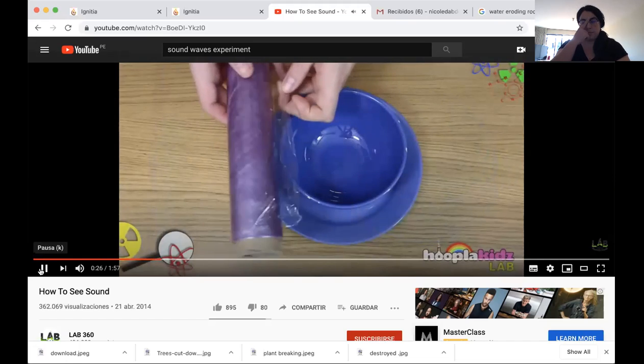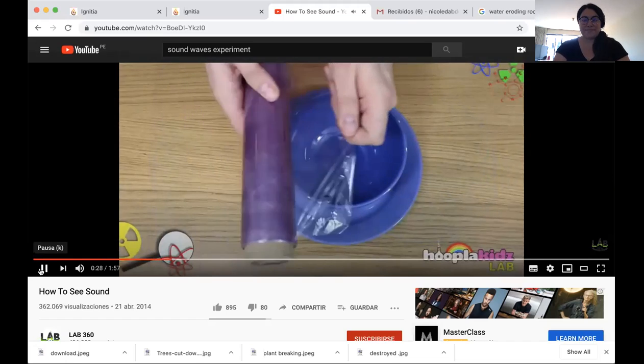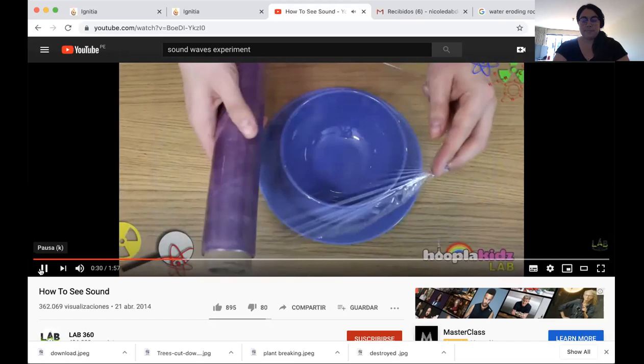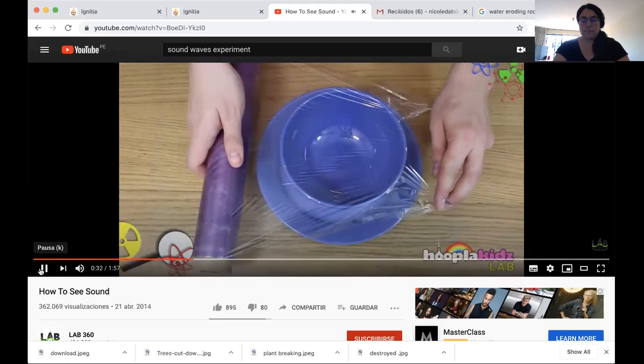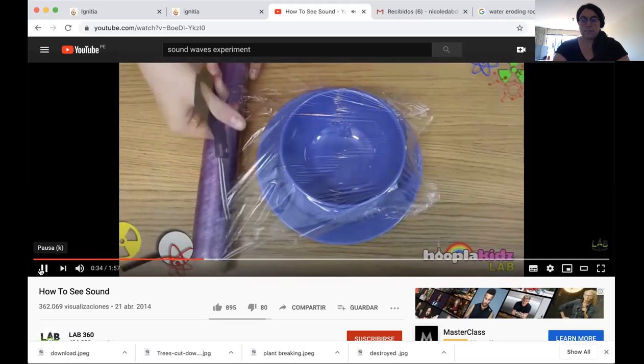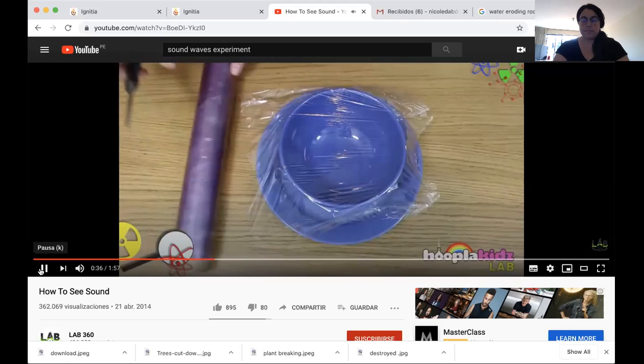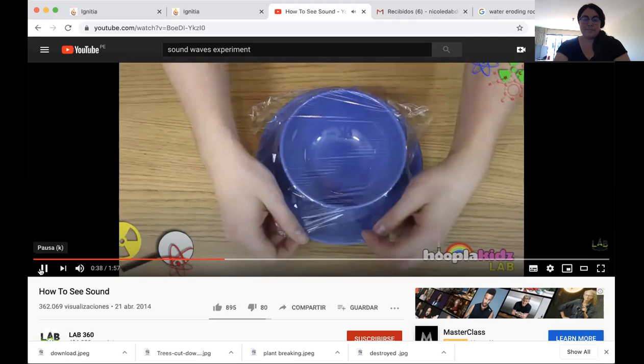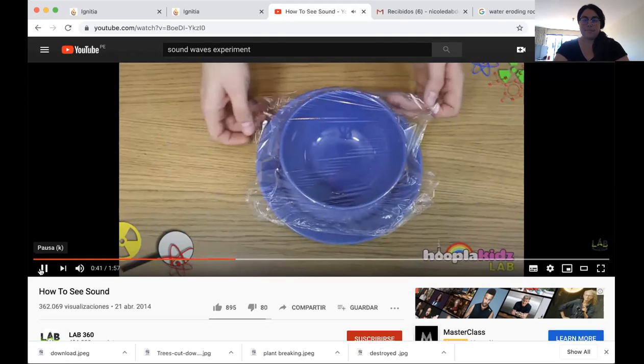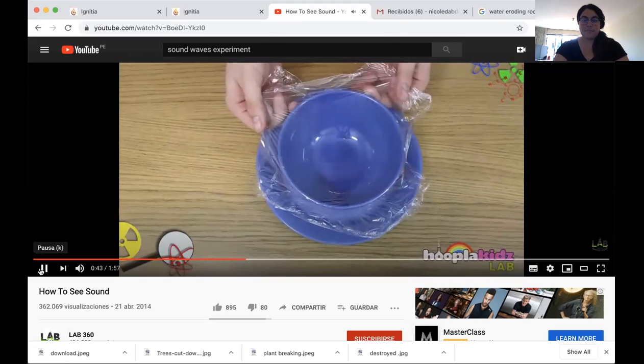What you need to do is get a good length of cling film and stretch it over the top of the bowl. What you're trying to do is make a sort of drum, where the cling film is the skin of the drum. And of course, just like a drum, you need to make sure that the surface of the cling film is stretched nice and tightly across the top of the bowl.